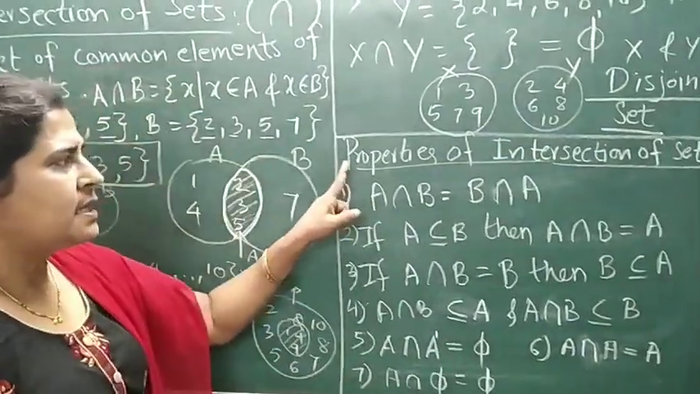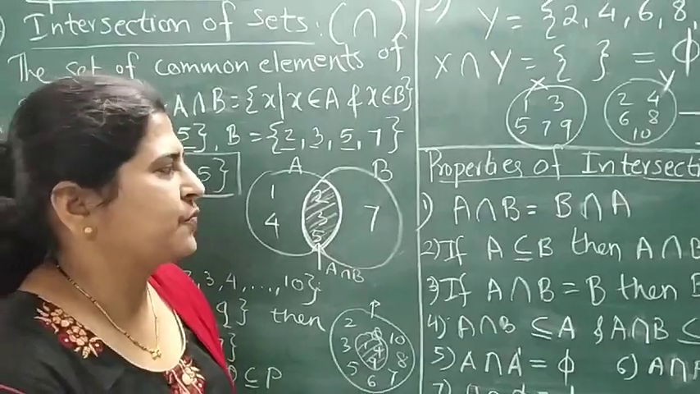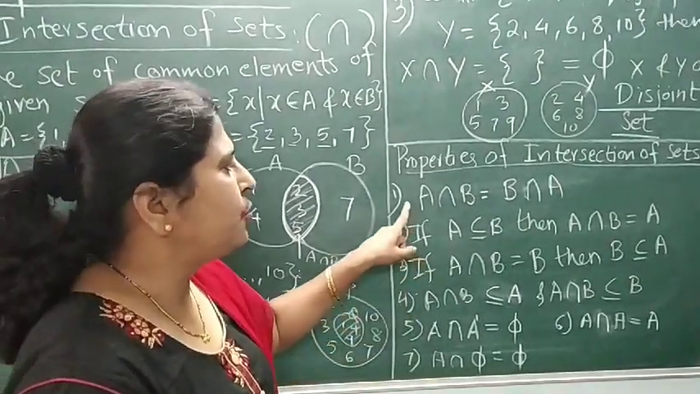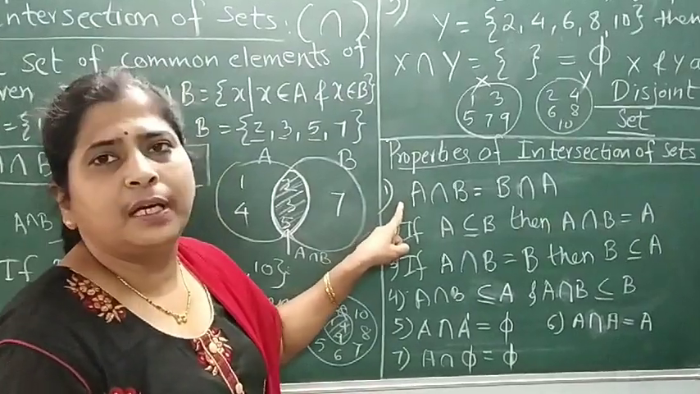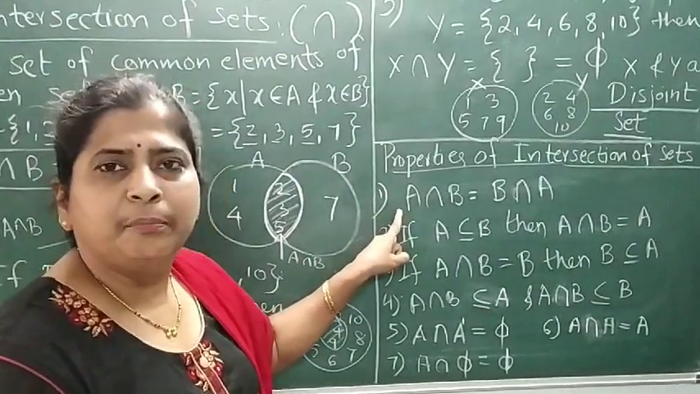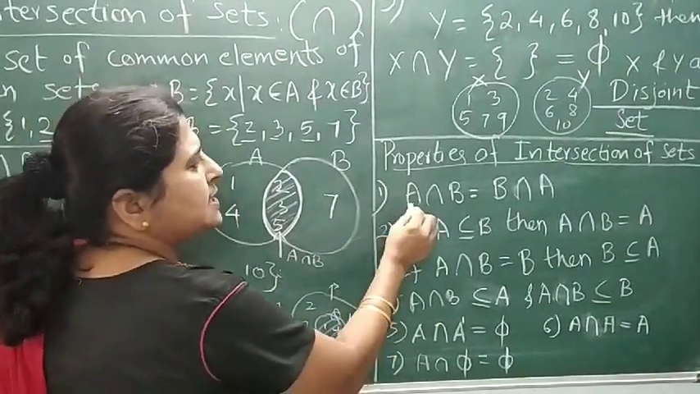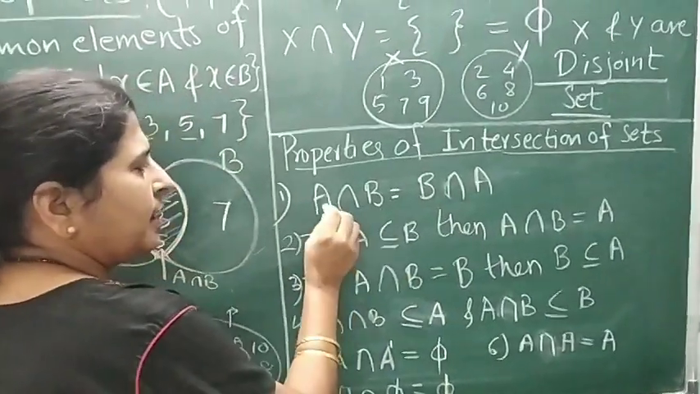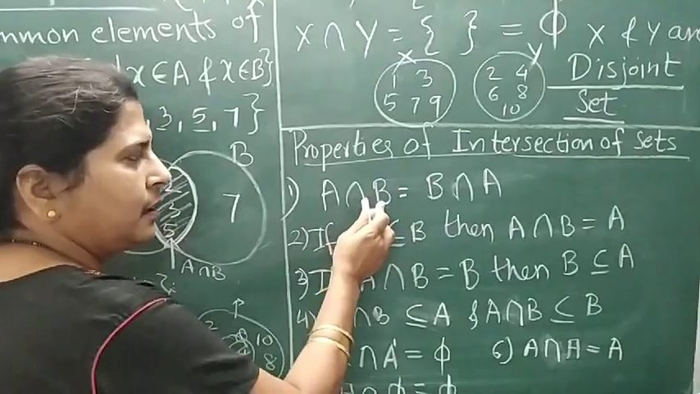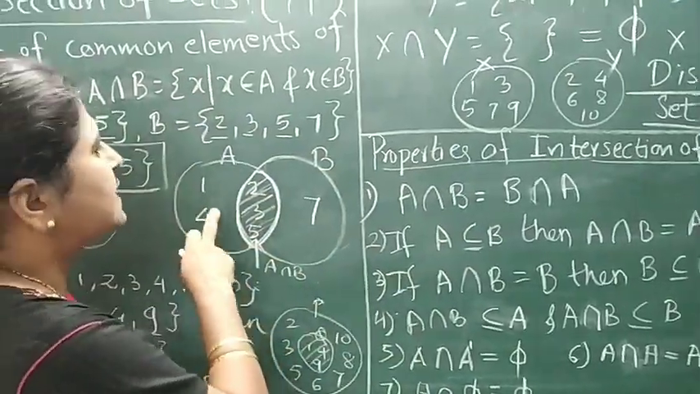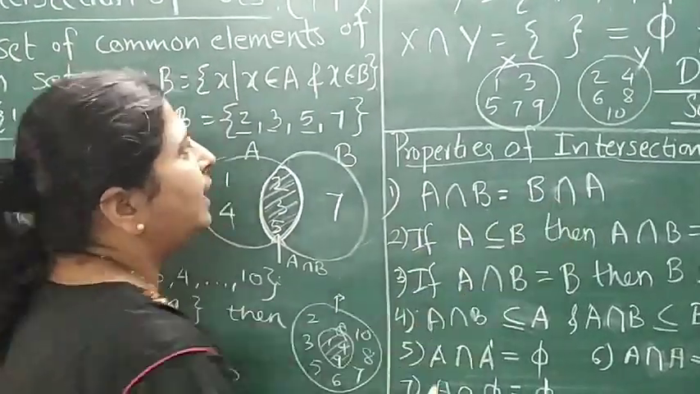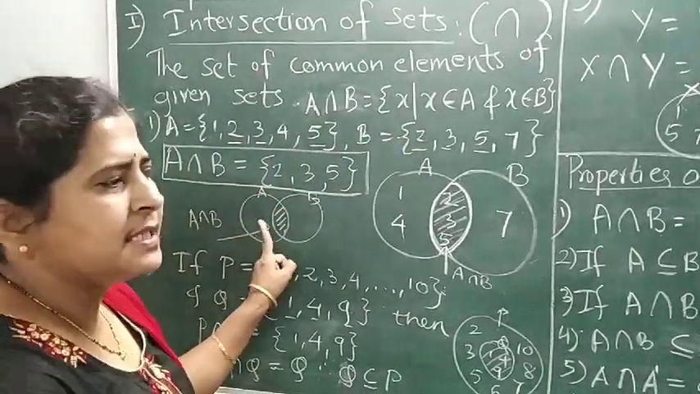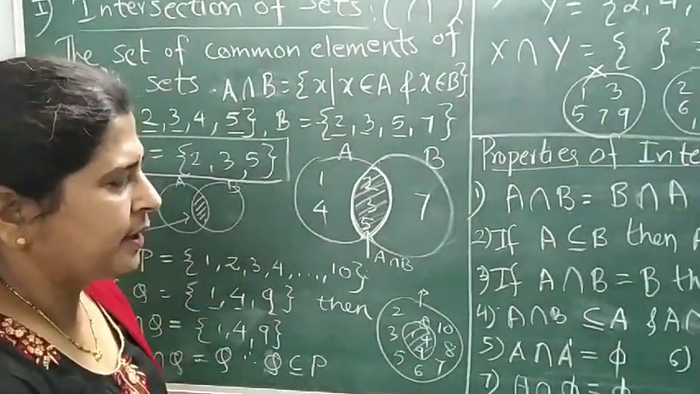Okay. Now let's see some properties of intersection of sets. All these properties are in the textbook. I just want to explain them. As it is given with the help of symbols, let's understand the meaning of it. First property is A intersection B is equal to B intersection A. So the intersection of A and B, whatever set we get, is the same as the intersection of B and A. So A intersection B and B intersection A are going to be the same. This is the first property.